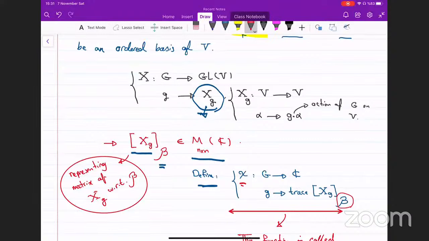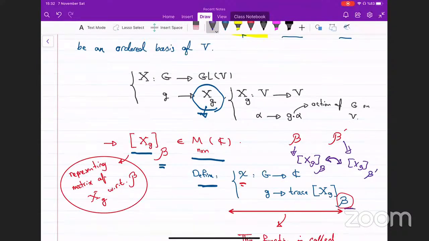So whenever you change the basis, for example, if instead of beta you work with beta prime, this gives you one matrix of this form, and that gives you one matrix of this form. But it is a topic in linear algebra that when you change the basis, these two matrices are similar matrices. And similar matrices have the same traces. So whatever we obtain does not depend on the choice of beta. And this tells me that this chi is a well-defined function.